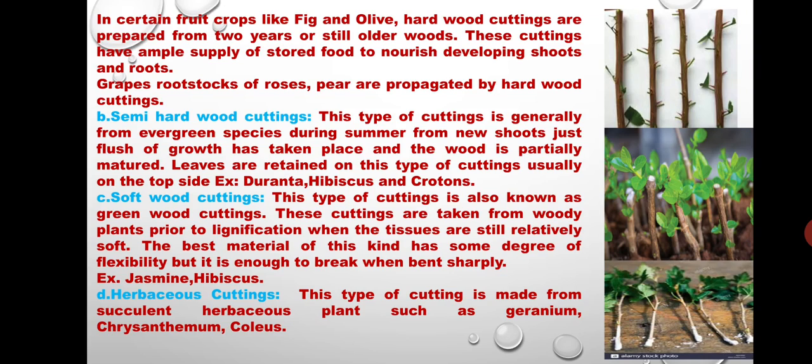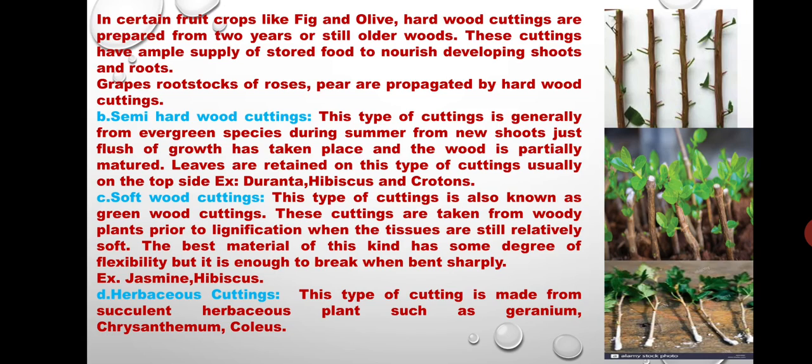Next, we discuss softwood cuttings. This type of cutting is also known as green wood cuttings. These cuttings are taken from woody plants prior to lignification, when the tissues are still relatively soft. The best material of this kind has some degree of flexibility, but is brittle enough to break when bent sharply. The best examples are jasmine and hibiscus.